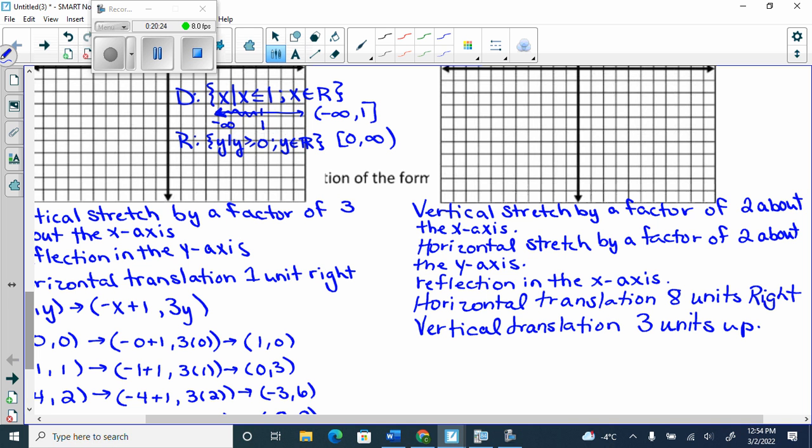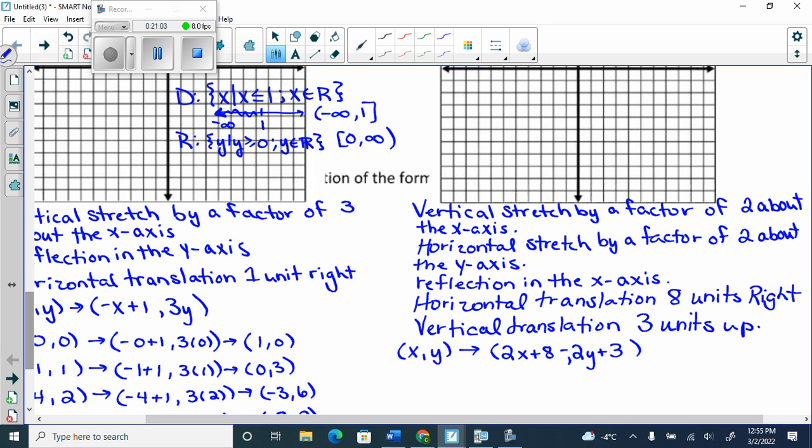So anything that affects the vertical affects the y, anything that affects the horizontal affects the x. So we're going to get x, y. Stretches and reflections multiply. So I have a vertical stretch by a factor of 2, so I know I'm going to get 2y. Horizontal stretch by a factor of 2, I know I'm going to get 2x. Reflection in the x means my y is negative. 8 units right. How do I move right? I add 8. How do I move up? I add 3. Remember, words and mapping are the same. If you're going right, you have to add. If you're going up, you have to add.